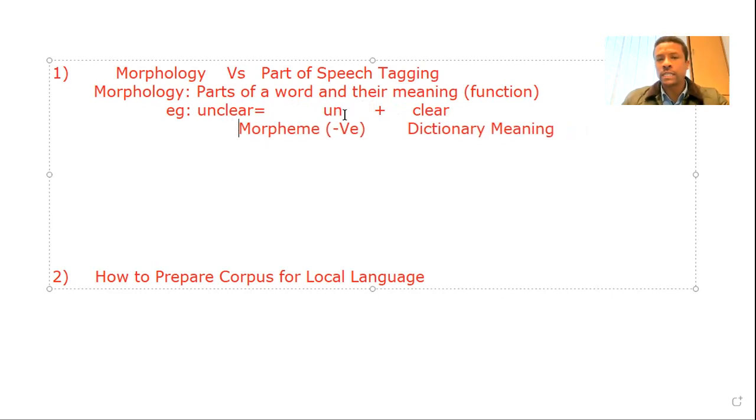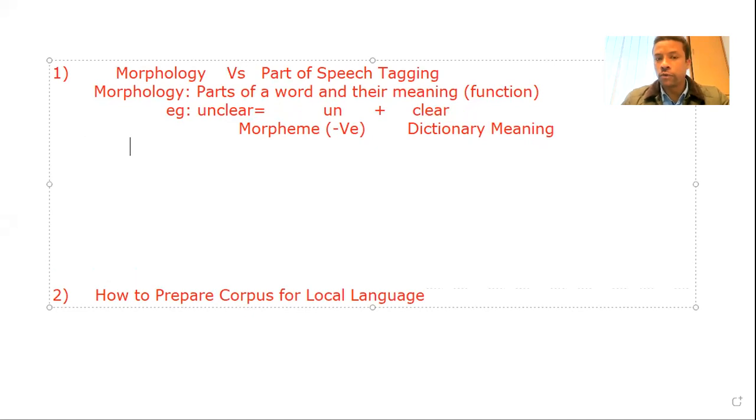So in the first case, we said "un" is part of the word. You see, there is a word "unclear". "Un" is part of the word, but it has a function. The function is to make a word negative. And "clear" is also part of the word, but unlike "un", it has a dictionary meaning. If you go to the dictionary, you'll get a meaning. There is a lexical meaning associated with this one. So analyzing words in such a way is what we call morphology.